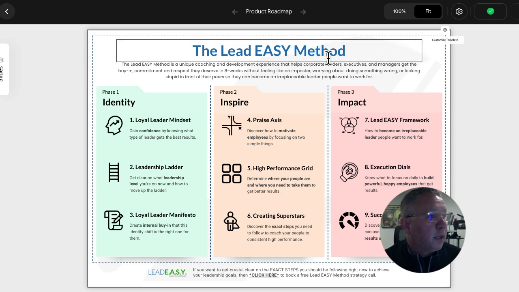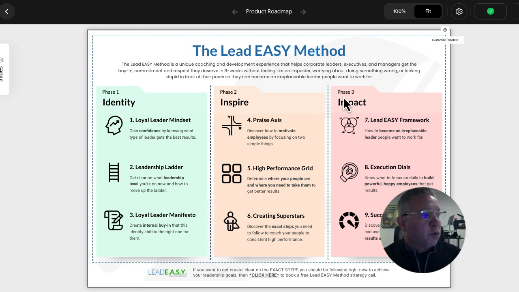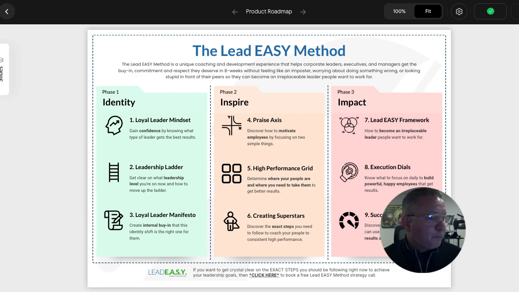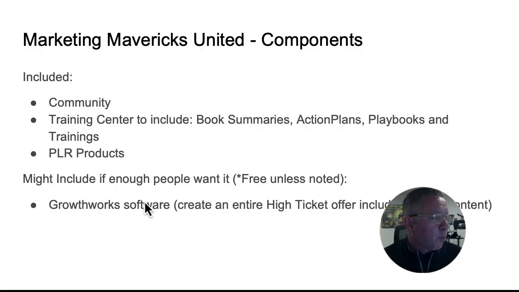So this is the Lead Easy Method. This is my leadership training. This is really for newer managers type stuff. But you can see, phase one, there's first three steps, next three, and then the final three. So that creates the 9-step roadmap that I was talking about. Okay, so that's enough about the GrowthWorks.